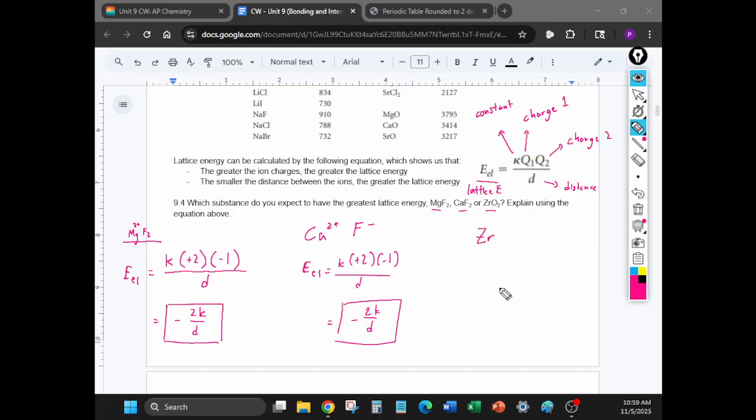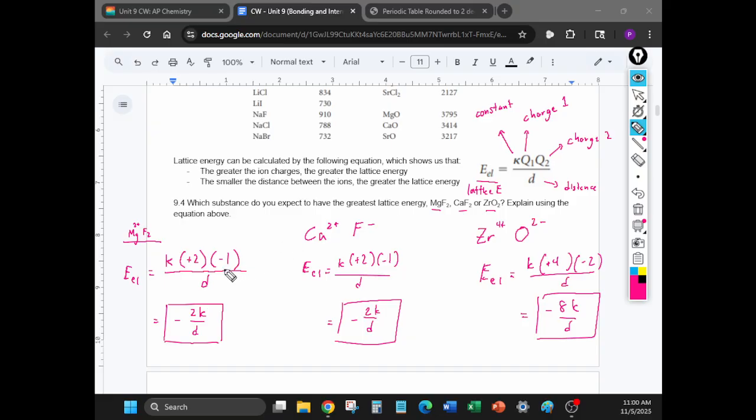Zr, you do not know the charge off the bat because it's a transition metal. But you do know O. What's the charge on O? -2. And if there's 2 of them balancing out the Zr, what does Zr have to be? 4, exactly. And then if you plug it in, obviously you can already tell what the answer is going to be. K, -4 times +4, -2 over D. That's going to give you -8k over D. Okay, so if you guys take a look right here, we got -2, -2, -8, pretty much.